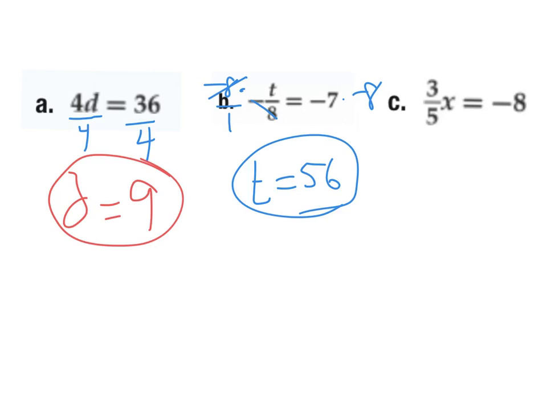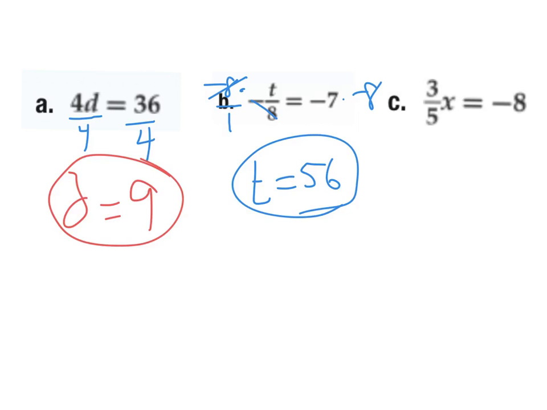Now here's where it gets a little trickier. Okay. Because 3/5. And if you notice here, in each one of these problems, eventually I want it to be 1D or 1T. I need this to be 1X. I need to somehow change that 3/5 into a 1. And earlier we learned about a property that if you multiply by something, it will turn into 1.